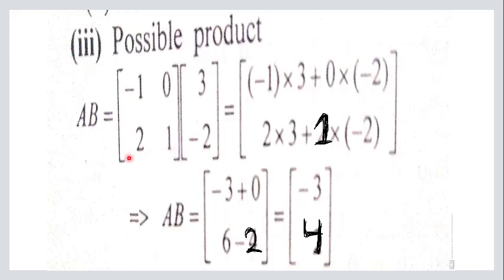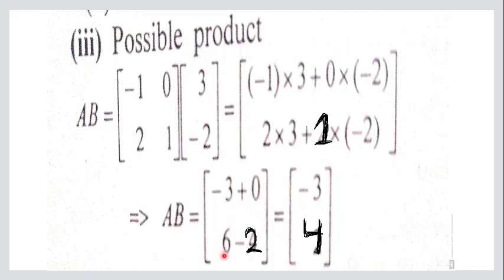Now look at the second row, 2, 1. Now we will multiply the second row with the first column of this matrix. So 2 gets multiplied with 3, 2 multiplied 3. In the center we will write plus, and then 1 gets to multiply with minus 2. 1 multiply minus 2. In the next step, minus 1 multiply 3 is minus 3, plus over here, and 0 multiply minus 2 is 0.